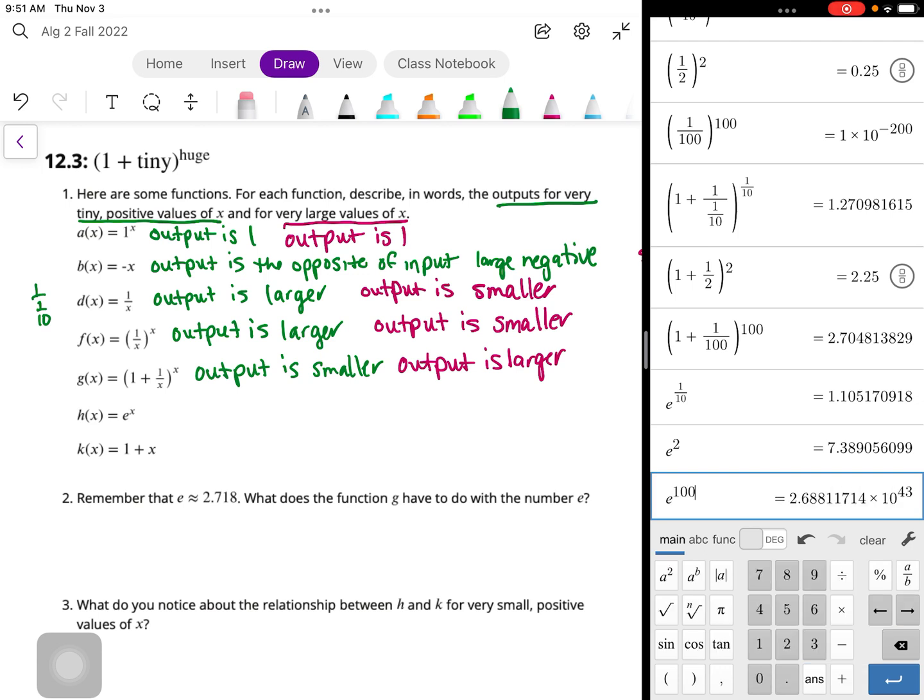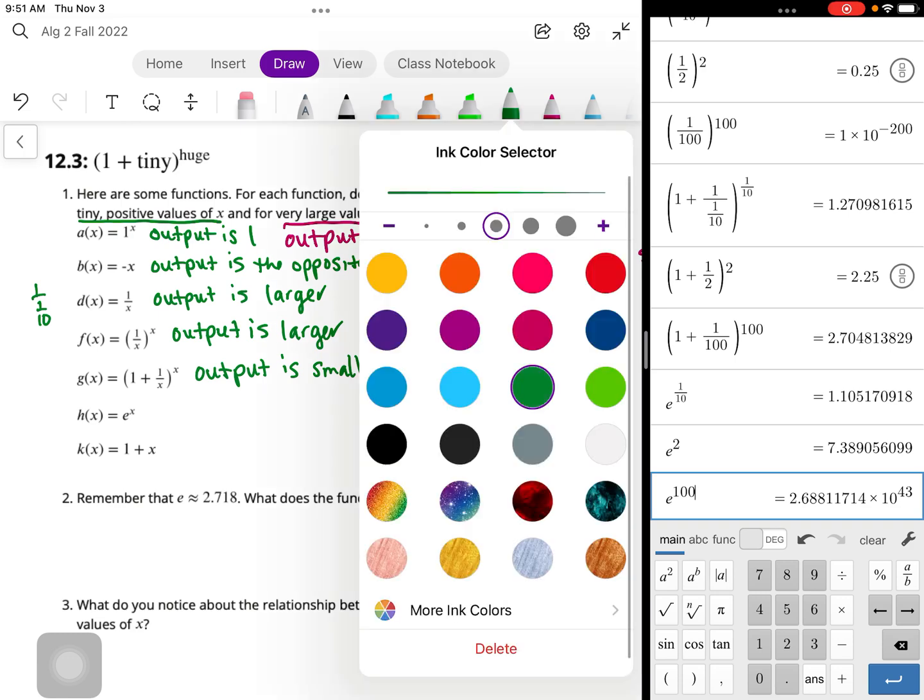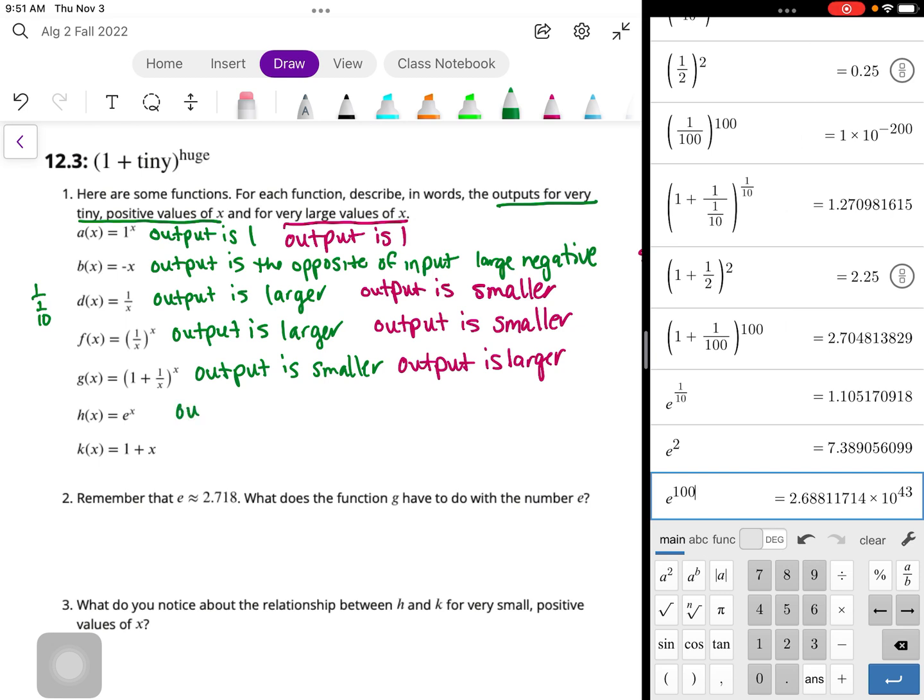And you can see that the larger input values give you larger output values. So, oops, sorry about that. Your output is smaller when you have smaller input values, and it is larger when you have larger input values.